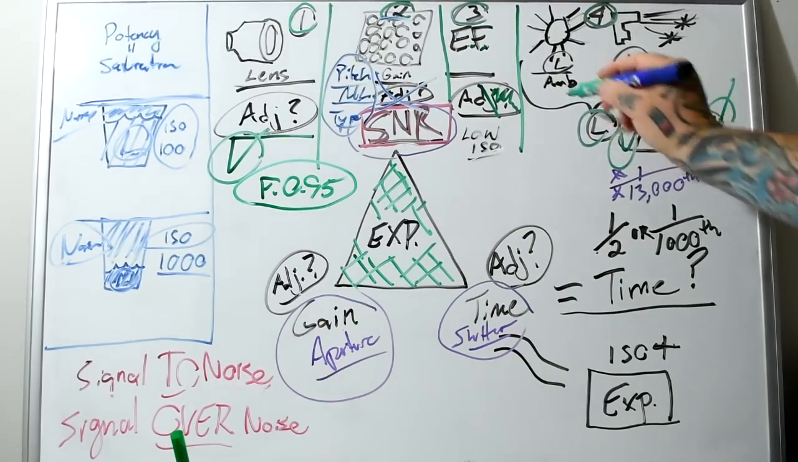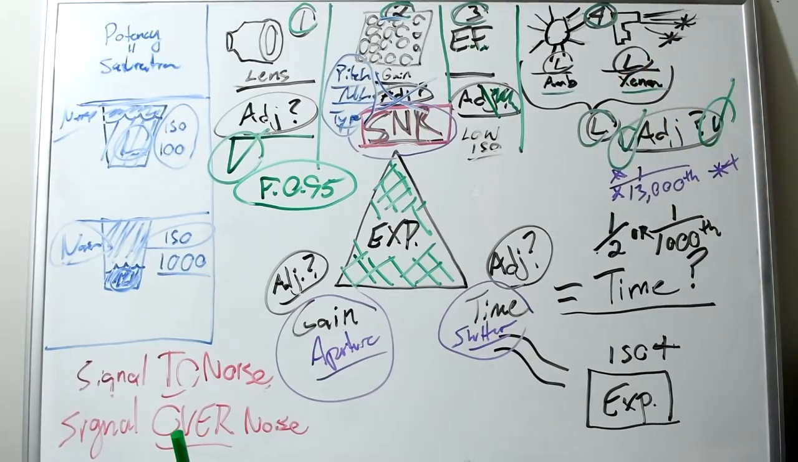Here we have light. We have 2 different types of light. Doesn't matter if it's a speed light or a studio strobe. This is a xenon tube burst. We have ambient lighting, and we have a xenon tube burst from either a speed light or a studio strobe. So you have ambient and artificial lighting.